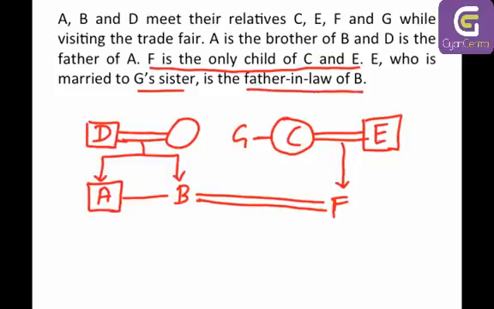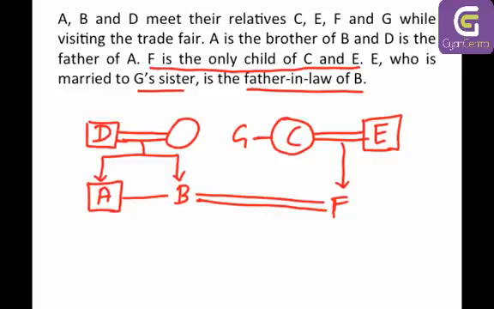Now, how can E be a father-in-law? E can be a father-in-law if and only if E's child is married to B. Now, if F is a male, then B is a female. If F is a female, then B is a male. So that essentially represents our family tree. That essentially is the representation of the data which was given to us.